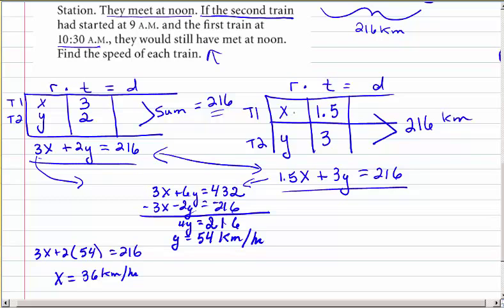The same thing would happen if you put the 36 in here for the x and the 54 for the y. You get different values. They still add up to 216.